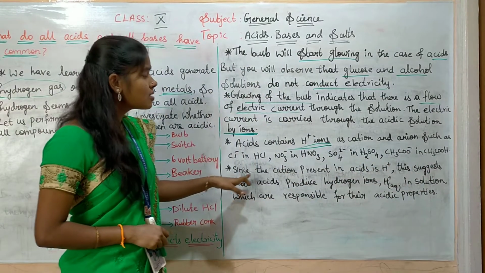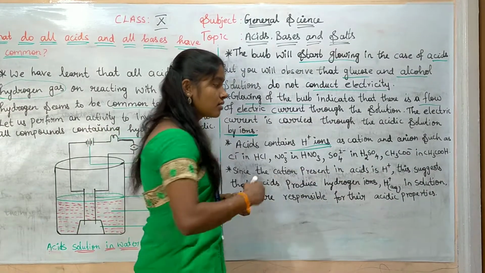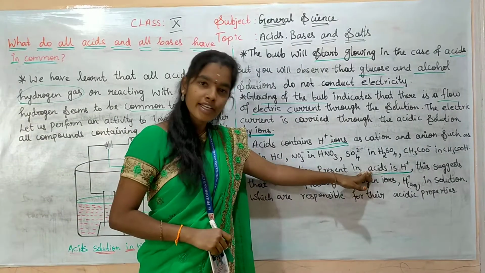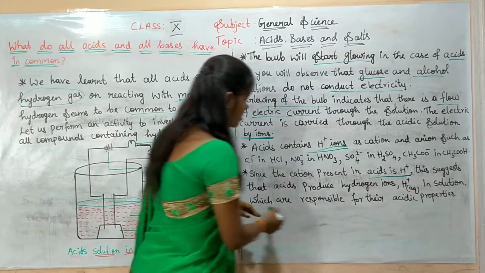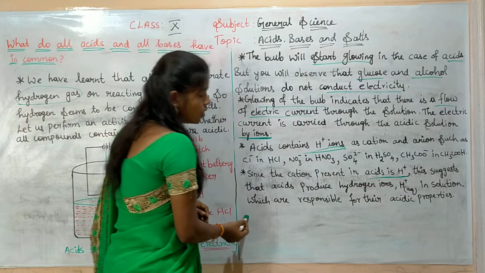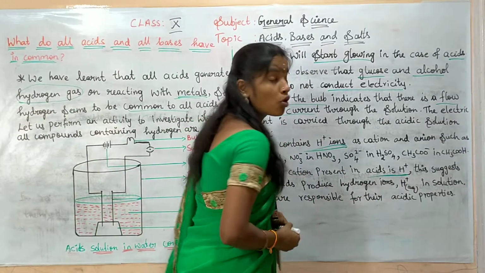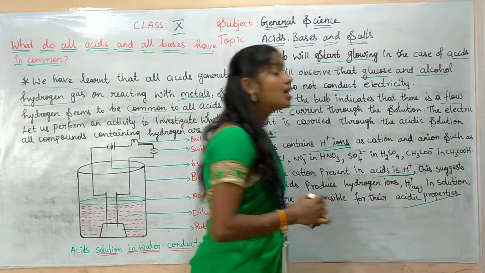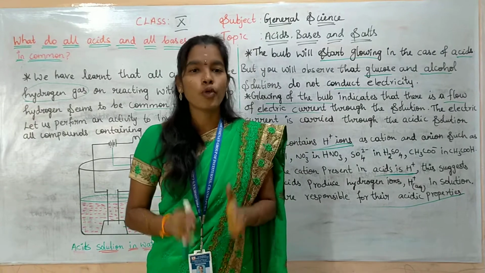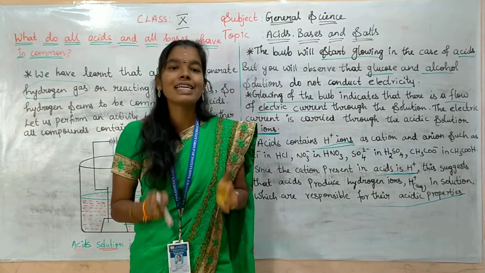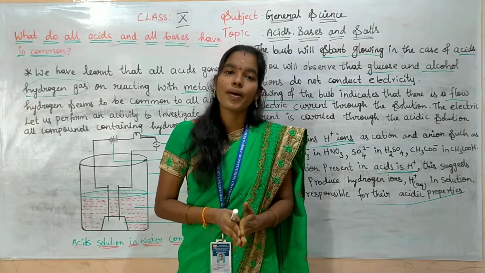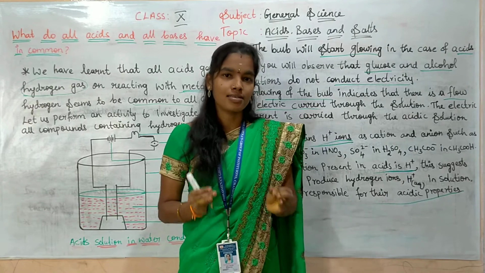Okay. Since in all the acids, you know that the cation is H+, hydrogen, this suggests that acids produce hydrogen ions H+ in solution, which are responsible for their acidic property. So who is responsible for the acidic property? In the acid, H+ ions are responsible for the acidic properties, and those ions carry electric current through the solution. So because of that reason, what happened? The bulb is glowing in the acid solutions.